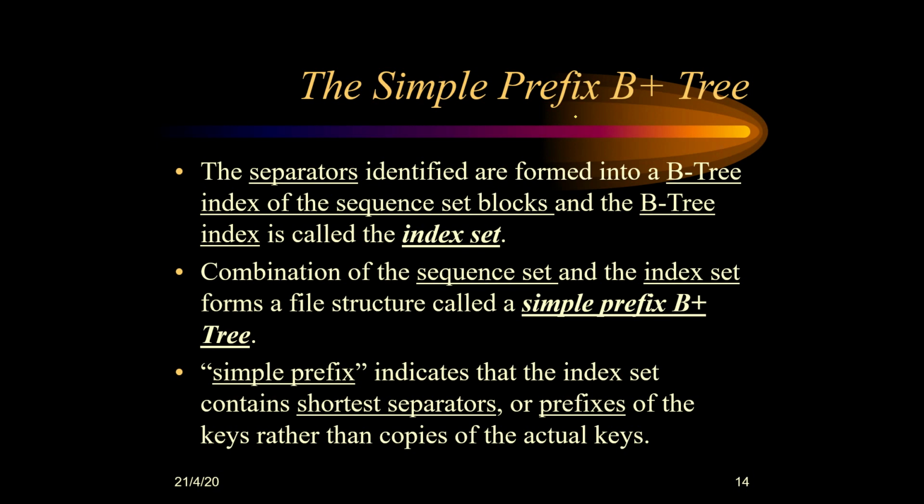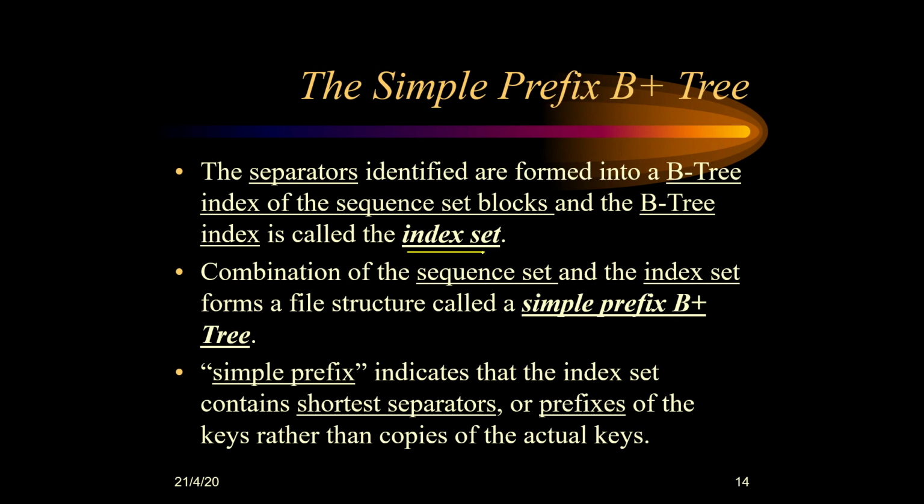Next is a simple prefix B+Tree. In the case of a simple prefix B+Tree, we need to see how it is implemented. So we have seen the index and the separators used for the index. Now we'll see how it has been implemented in a simple prefix B+Tree. So what is this index set? The index set is nothing but the index which is identified from the separator, and it is introduced with the sequence set of blocks, the sequence set of blocks which is containing the records. So this is known as our index set.